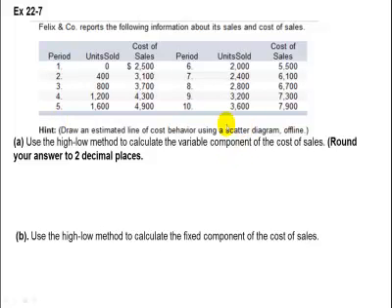You don't have to do that. We're going to work it another way. Part A, using the high-low method, that's what we're going to use to calculate the variable cost component of the cost of sales. Round your answer to 2 decimal places. Well, these cost of sales are all mixed costs. That is, they have a variable component and they have a fixed component. And we're going to use the high-low method to figure out an approximation of what that variable and fixed component are for each one of these items.